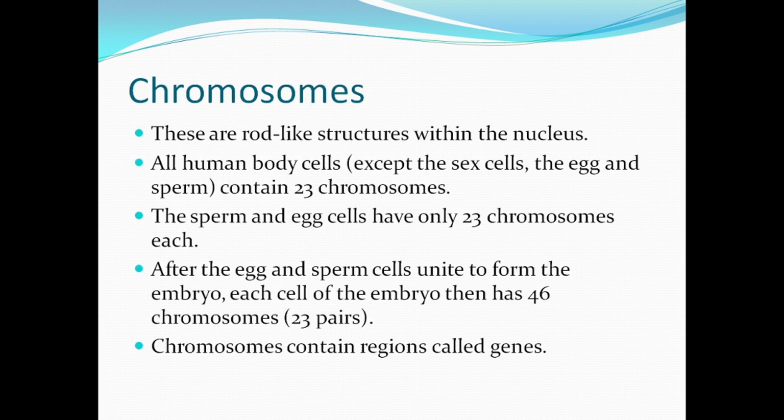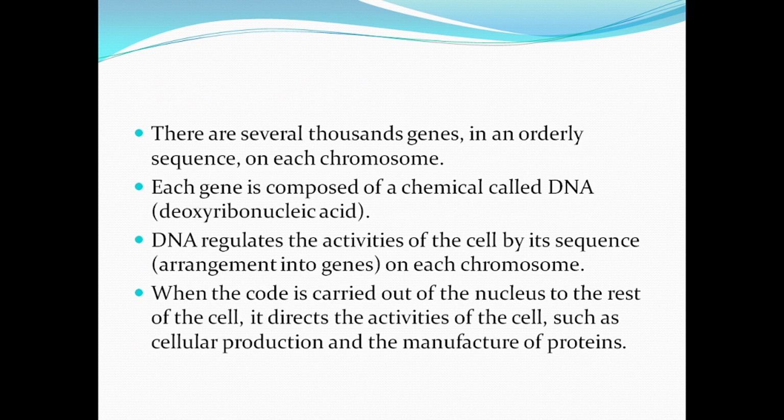Chromosomes. These are rod-like structures within the nucleus. All human body cells contain 23 chromosomes. The sperm and the egg cells have only 23 chromosomes each. After the egg and sperm cells unite to form an embryo, each cell of the embryo then has 46 chromosomes, that is 23 pairs each. Chromosomes contain regions called genes.